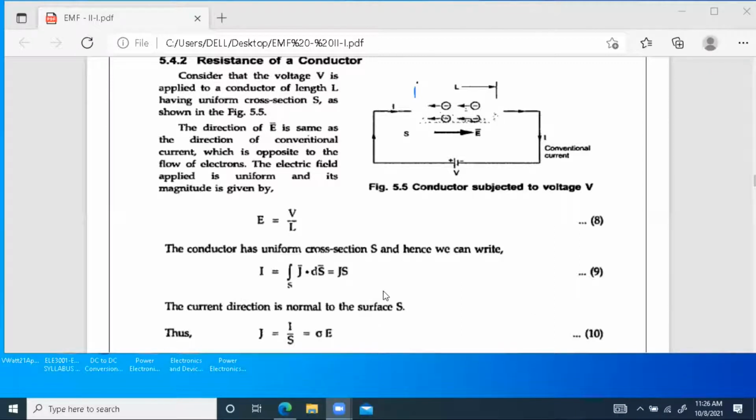Now, the conductor of cross section S. Because you have a cross section, the current now would be equal to J dot dS, which is the area times the current density. I agree with that.